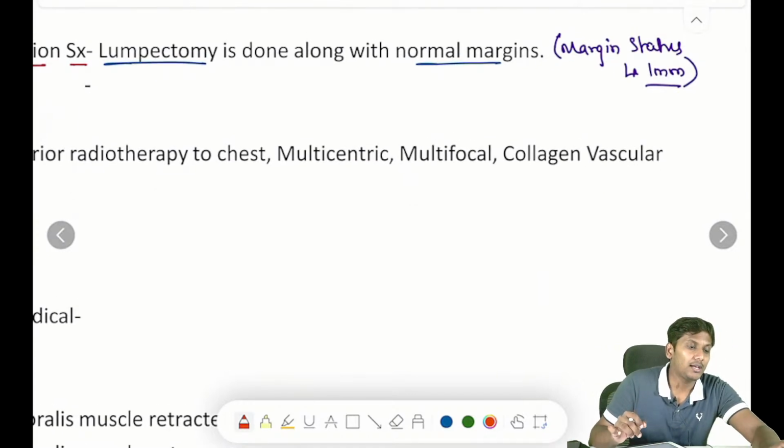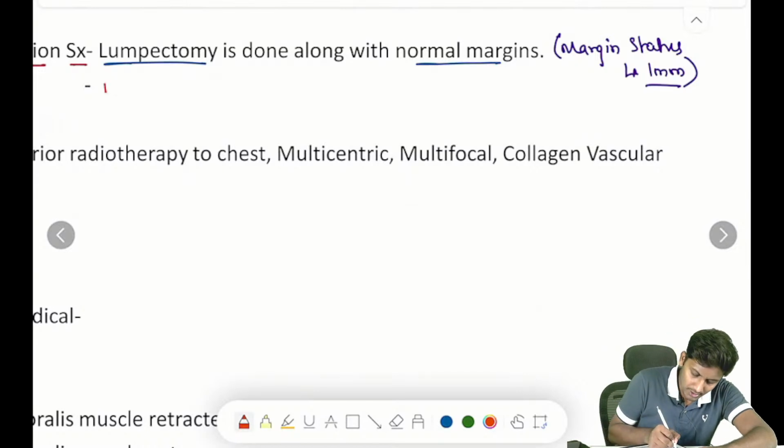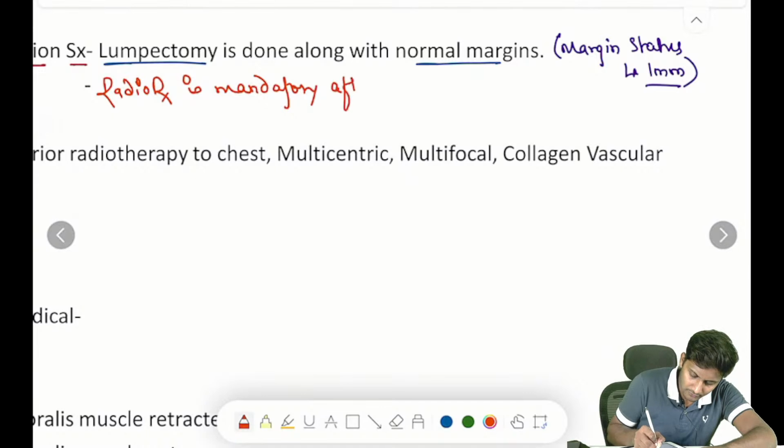BCS जब भी करोगे, it should always be followed by what? Radiotherapy. That means radiotherapy is always mandatory. ठीक है, so you have to remember that radiotherapy is mandatory, that is compulsory. Okay, radiotherapy is mandatory or compulsory after BCS.